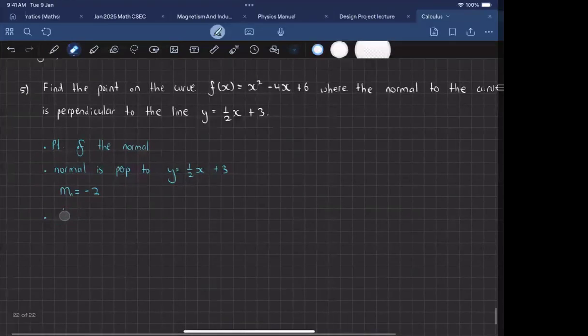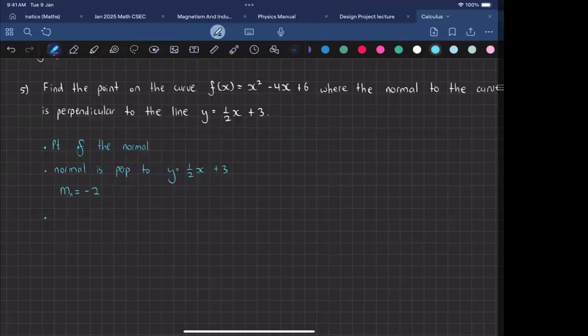So next thing, we're gonna find f prime x. But what is f prime x? 2x minus 4. Right, but what is it, the gradient of the normal or the gradient of the tangent? That tangent. But you don't need to find... It will make sense, don't worry.